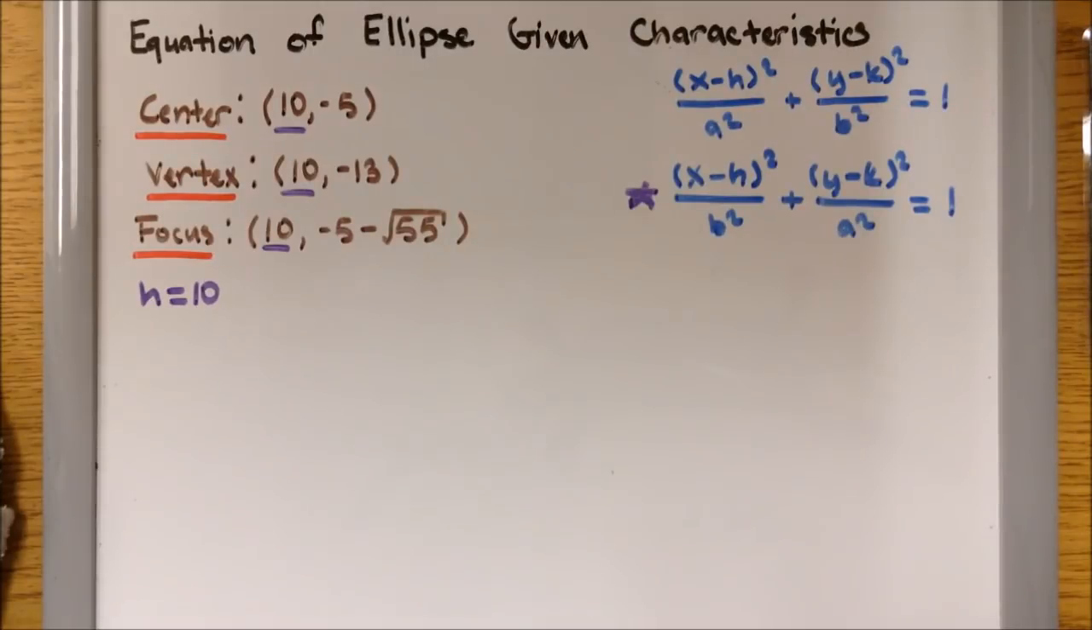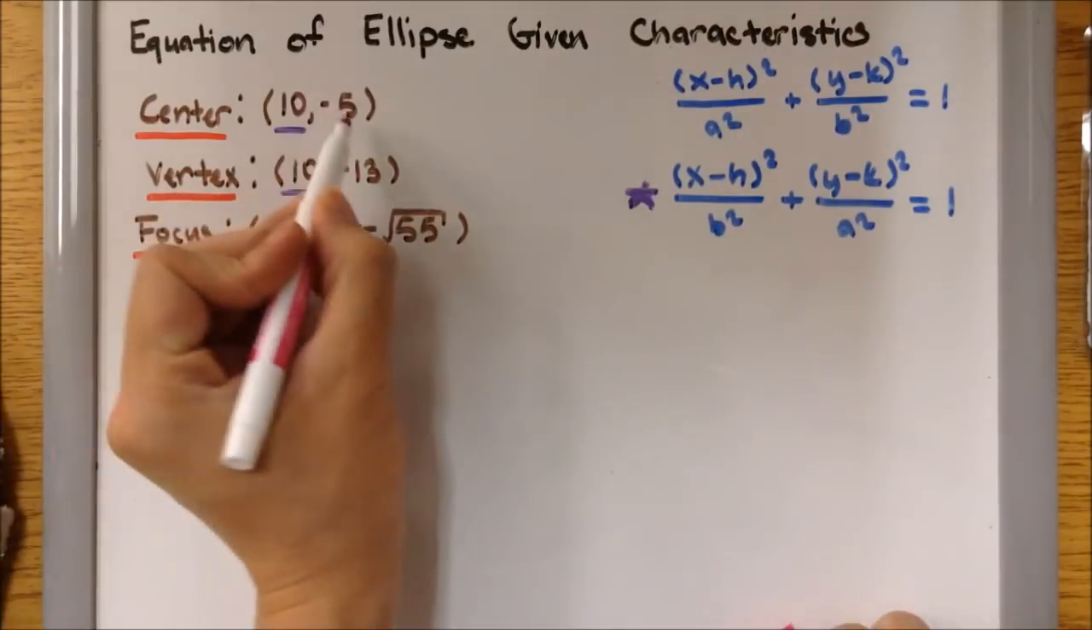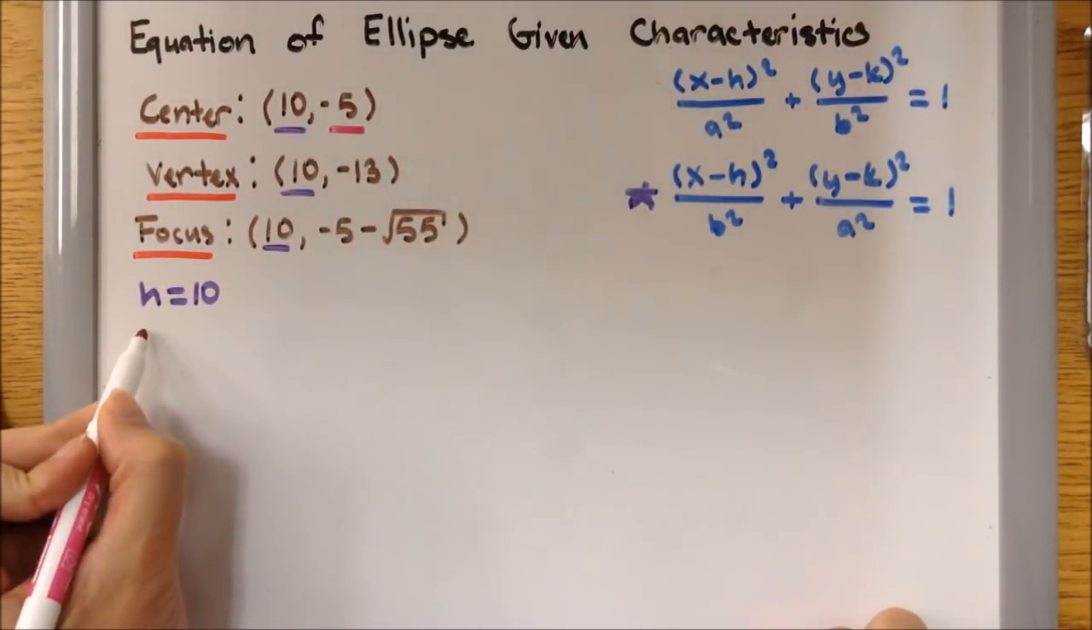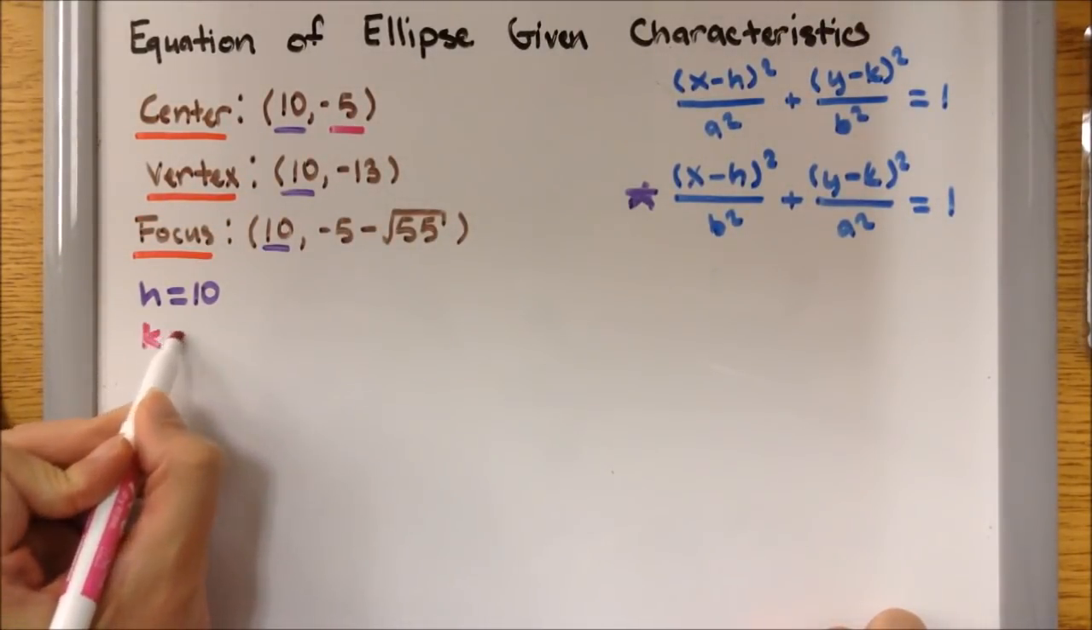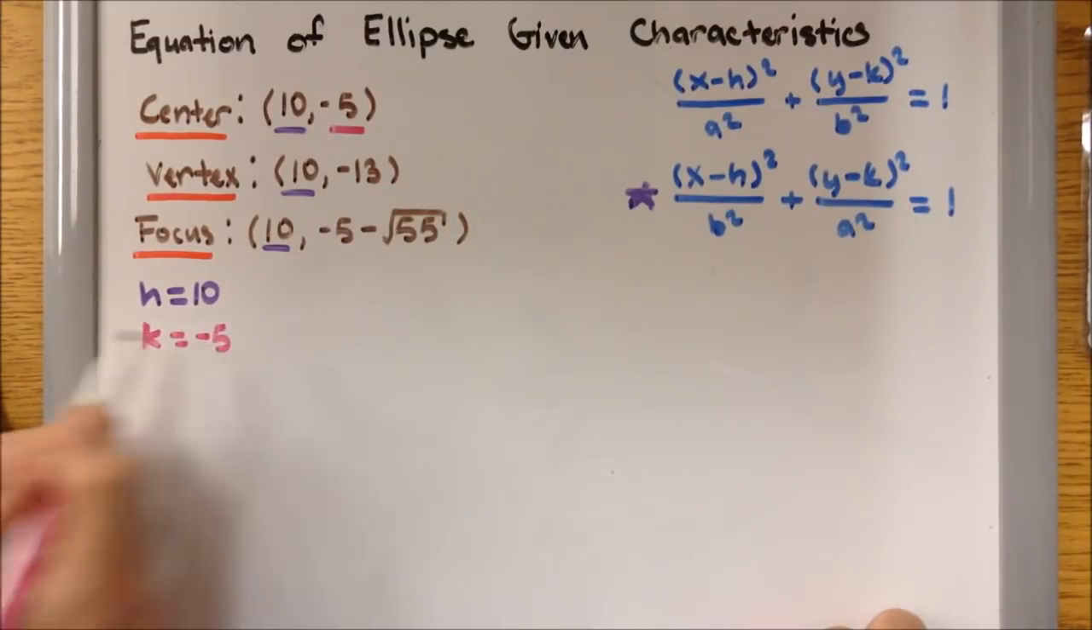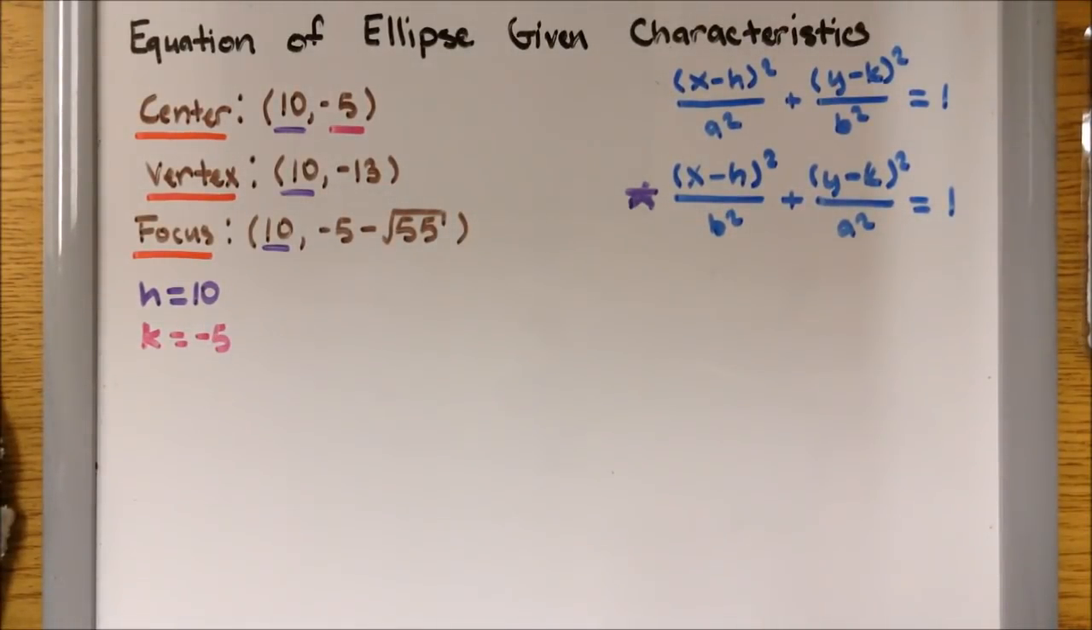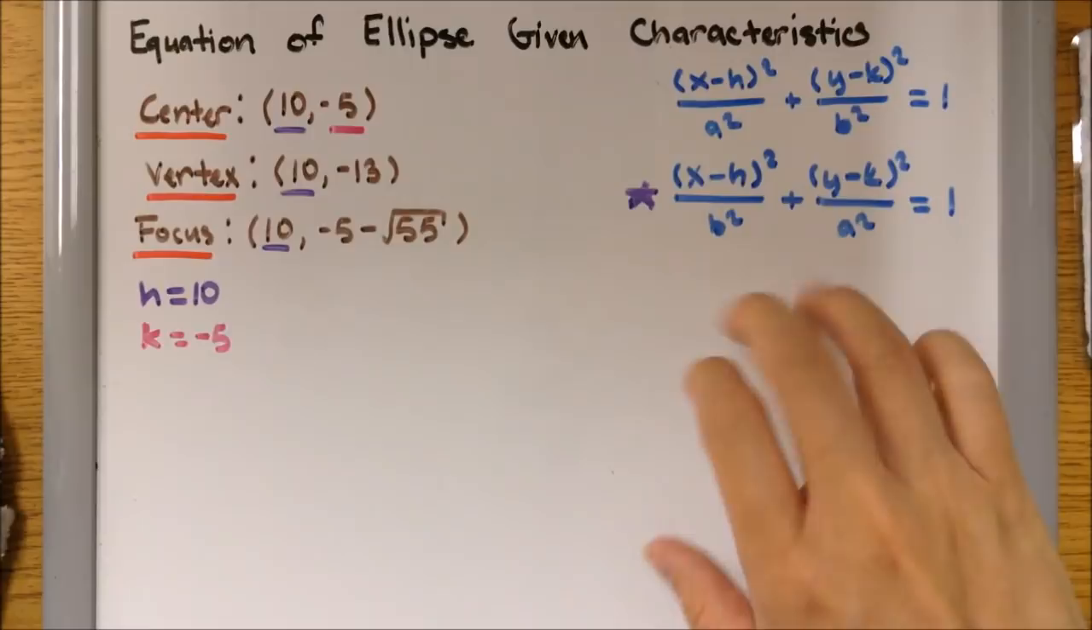Alright, now with this type of example, we need to find the value of k, which we don't have to do any kind of work for, because if I look at my center, which is right here, I could safely say k is -5. Now we just need to do the work in order to find the values of b squared and a squared.